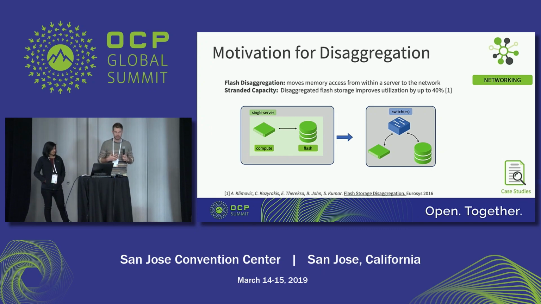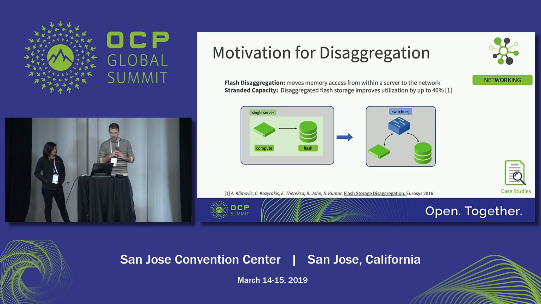That's why we disaggregate. There was some work done a couple of years ago by the capacity team at Facebook and the guys at Stanford University, which defined this as being about a 40% improvement in utilization for flash storage. There's a couple of papers on that. I've referenced one of them there at the bottom.